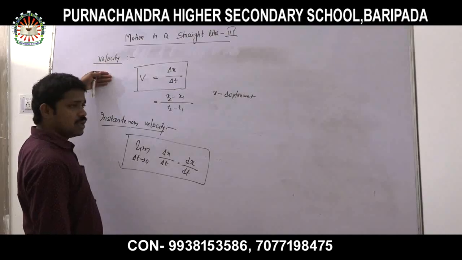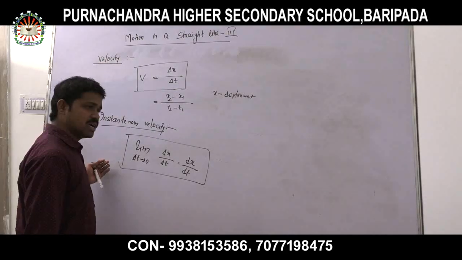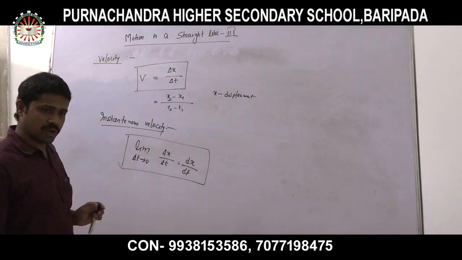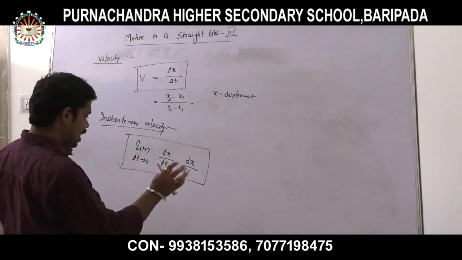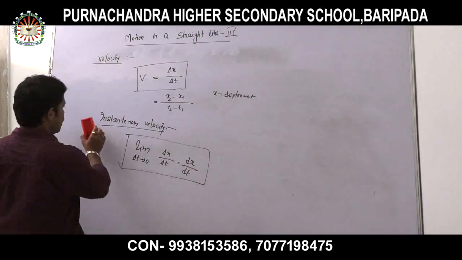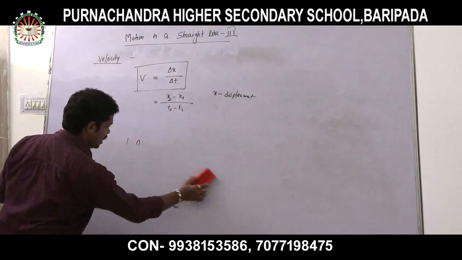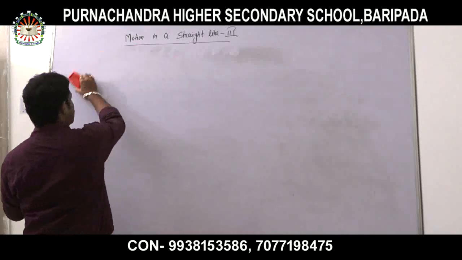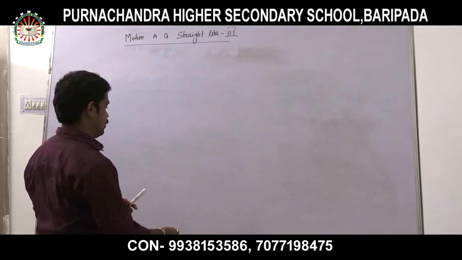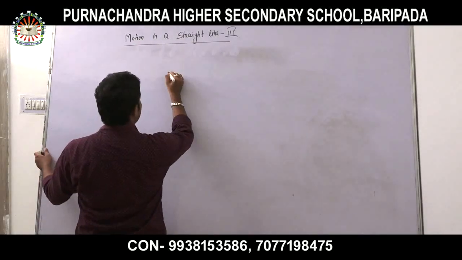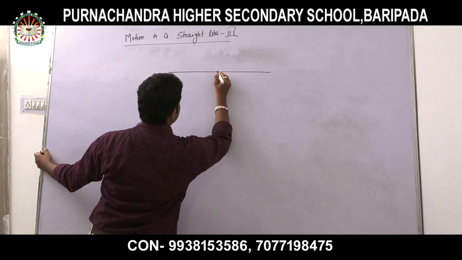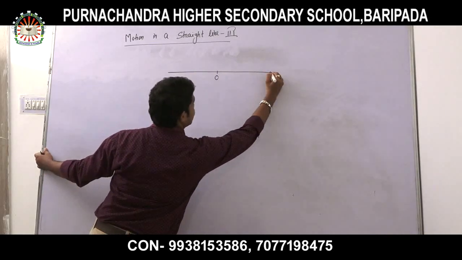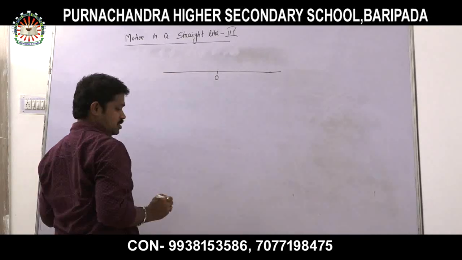So velocity, average velocity, then instantaneous velocity. These are the three important points. Clear? So now let us solve a problem. Now you can very easily see how the instantaneous and average velocity can be found out. So let us solve a problem. Suppose, look at the problem very carefully, then you can easily know.